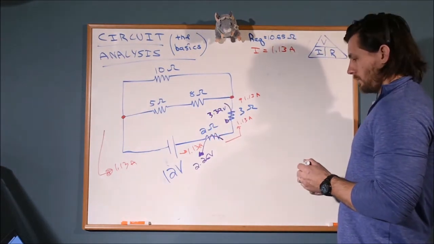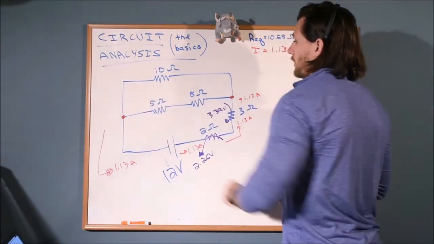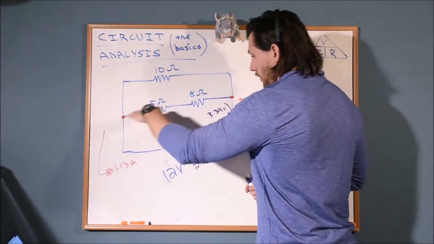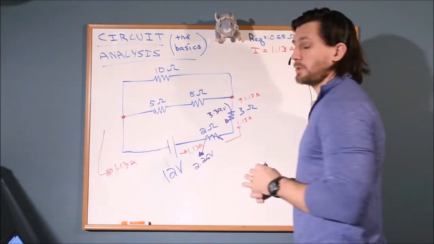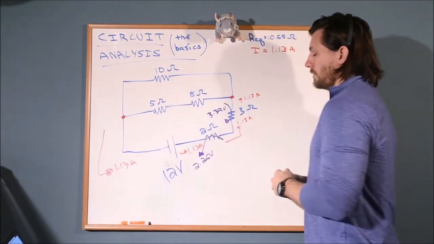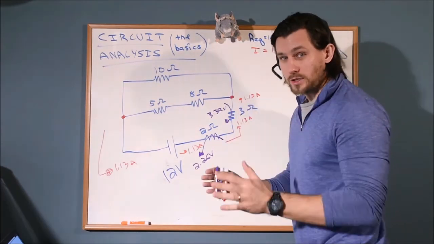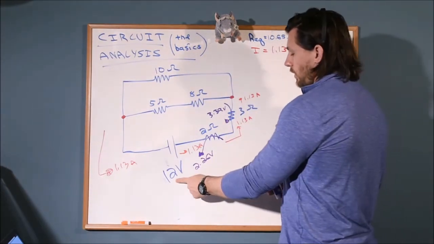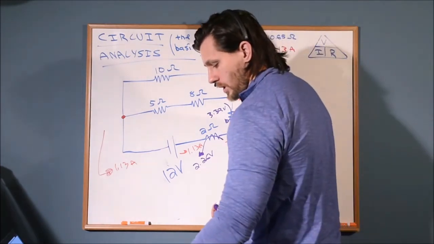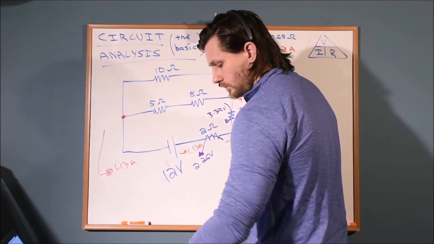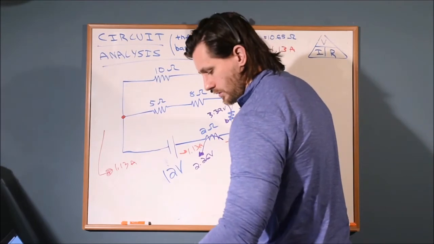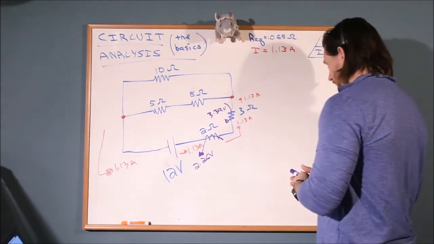Now, let's see. We have two branches that are in parallel. Two branches are in parallel, which means the voltage in this branch and the voltage in this branch must be the same. I did not say that the voltage in each of these resistors is going to be the same. The voltage in each branch is going to be the same. Well, I started with 12, 2.26 got burned off here, 3.39 got burned off here. When I do 3.39 plus 2.26, I get 5.65.